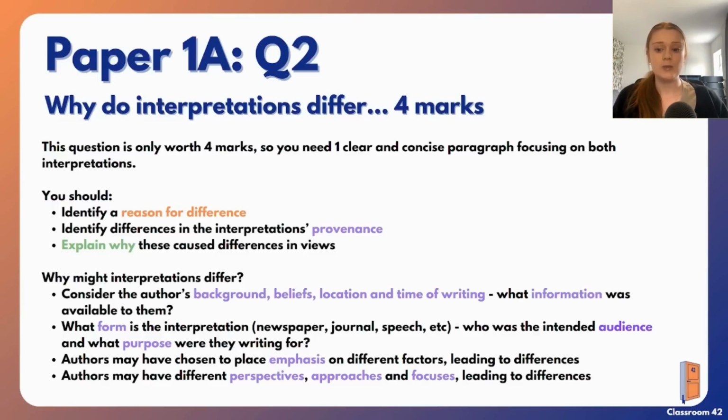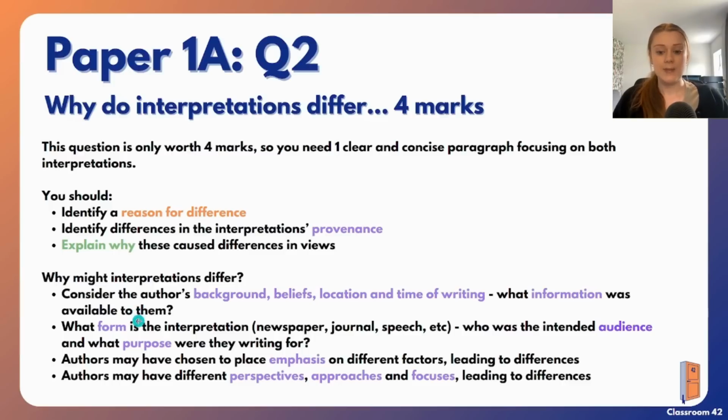The next thing we need to think about is what form the interpretation is. Whether it's a newspaper, a journal, or a speech, there are all sorts of different ways an interpretation can be. And we have to think about who the intended audience was and what purpose they were writing for. For example, a newspaper article could be more sensationalized, or overemphasize what actually happened, because they're writing to entertain or to sell copies of the newspaper. Whereas a journal entry might be more true to what actually happened because the author is just writing it for themselves.